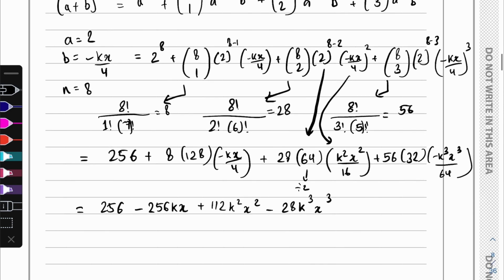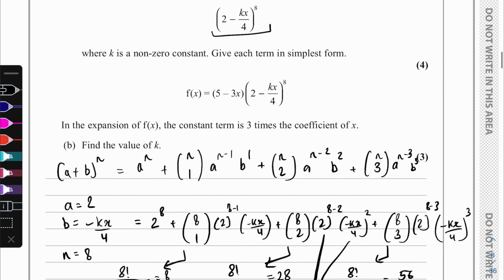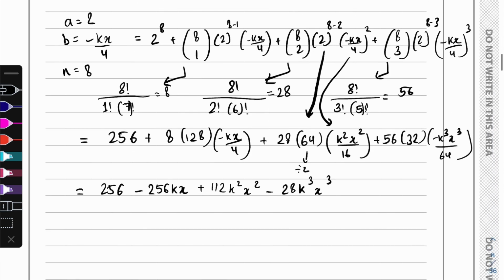So is this simplified enough? Yes, it is, because we can't simplify it any further. So this is the simplified form. So this is the final answer.